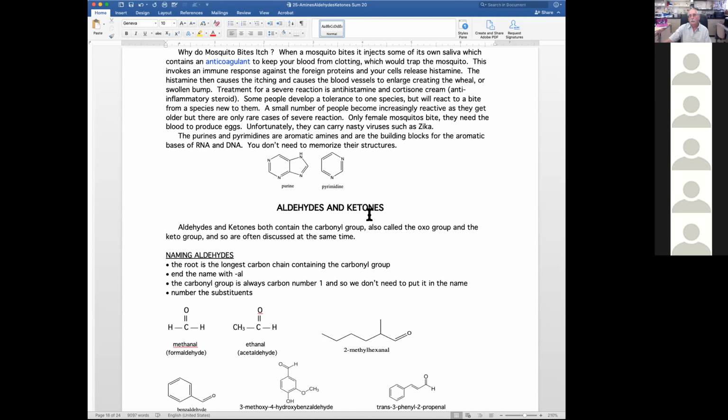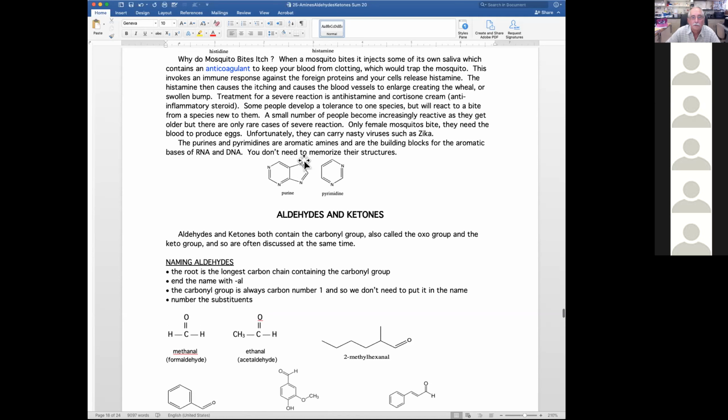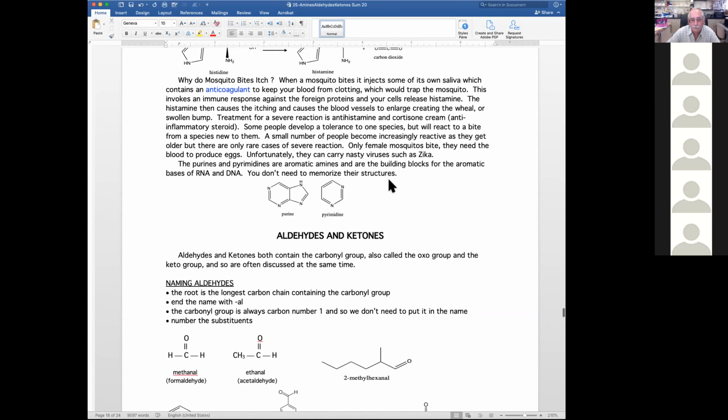So anyway, later on, we're going to see that in DNA and RNA, the purines and pyrimidine bases are amines. Let's look at purine. 1, 2, 3, 4 nitrogens. Pyrimidine, 2, right? So again, we don't need to memorize these structures, but this is the reason why we really need to have knowledge of all these amines.